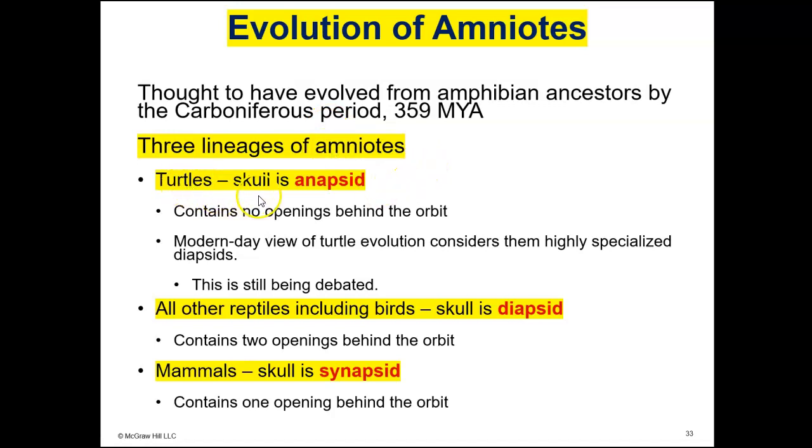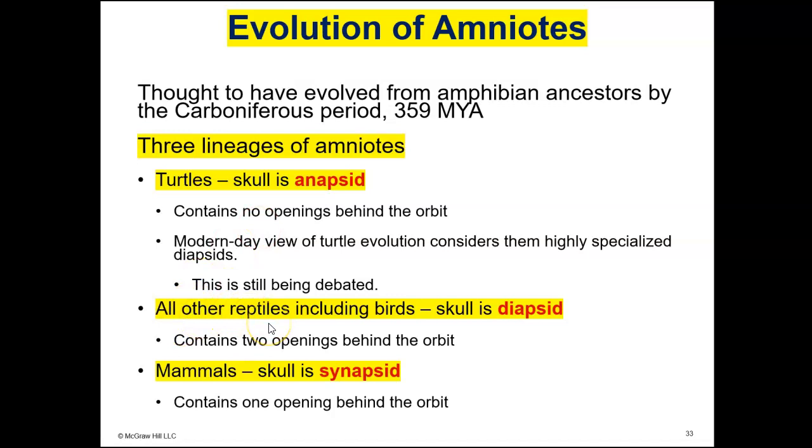First, there's the turtles. And the differences in these lineages has to do with the holes behind their orbit, which is the hole in your skull for your eyes. So a turtle's skull is anapsid. That means it doesn't have any openings behind the orbit, which we normally see, like for ears. So the turtle is anapsid.